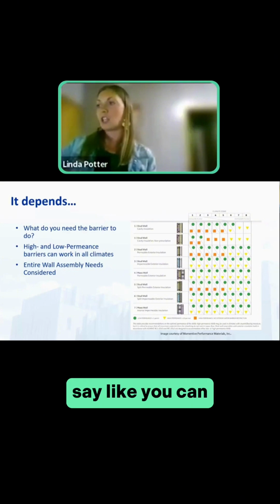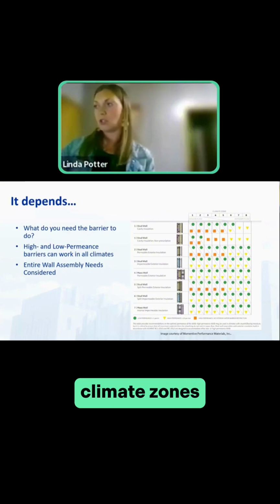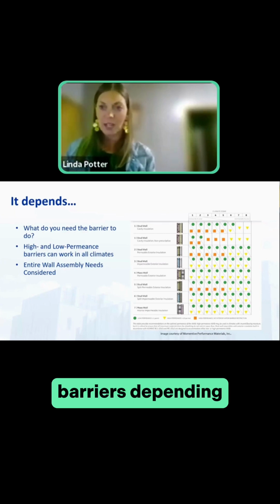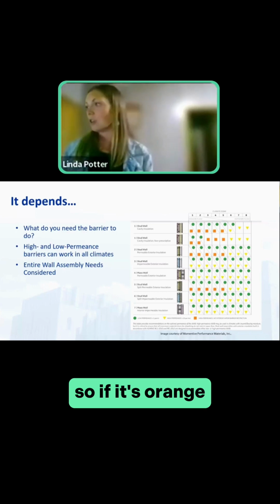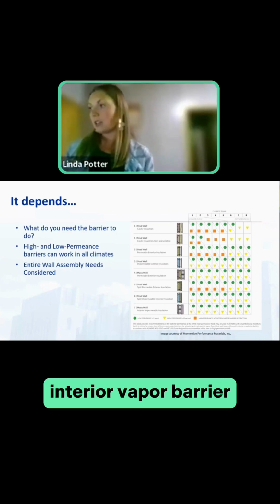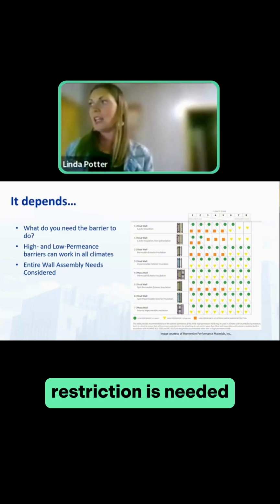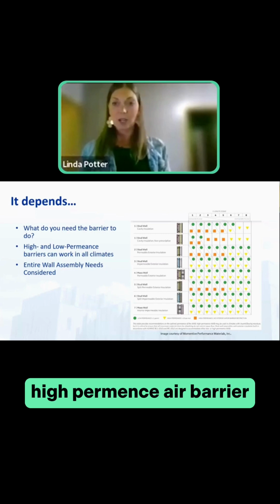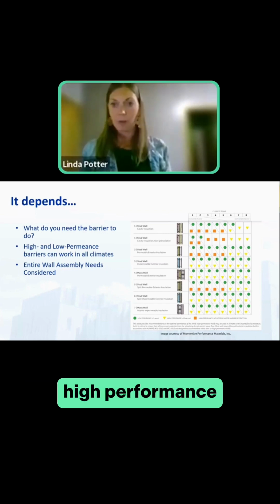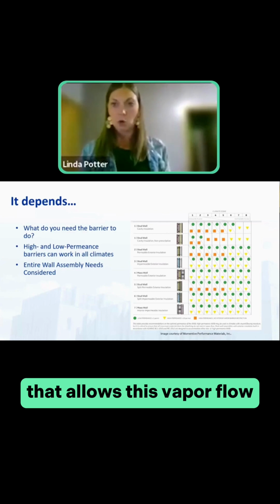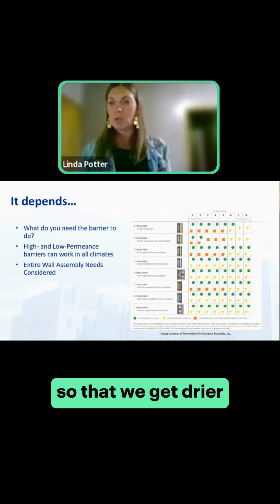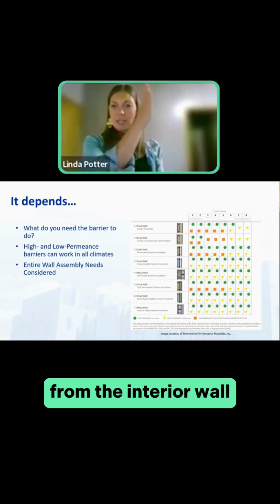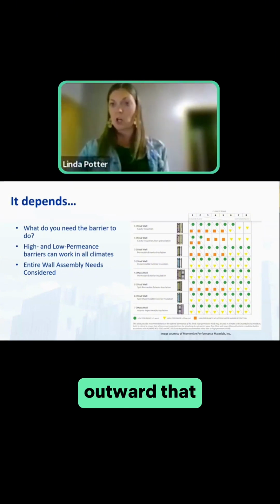So all this to say, you can, in every single one of these climate zones and all of these wall assemblies, use high permeance barriers depending. So if it's orange, that means no interior vapor barrier restriction is needed. If it's yellow, it means, yeah, you can use a high permeance air barrier, high performance, that allows this vapor flow so that we get drier wall assemblies that are more energy efficient. But you've got to consider everything from the interior wall, everything outward, that all is worked through.